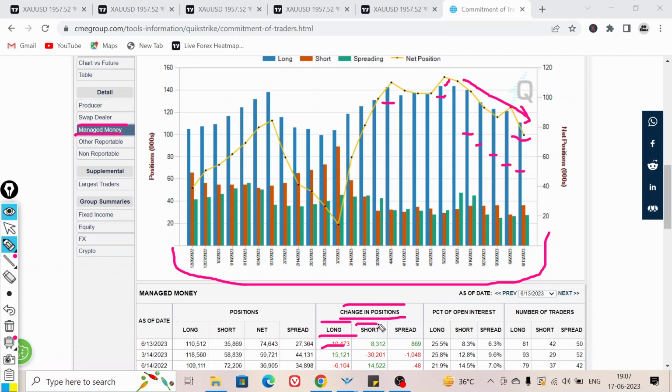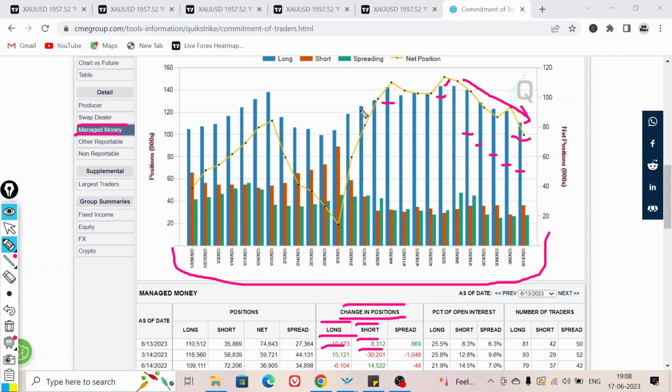In the short contracts, they added 8312 contracts. This means they are covering their long positions and adding money in the short. If we look into the data, it is very clear and obvious that they are not building positions in the long, and they are covering those. This means they are not bullish on gold at this moment, and this is showing a bearish sentiment.